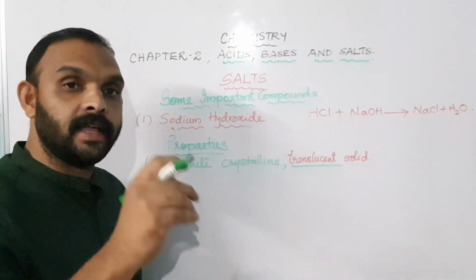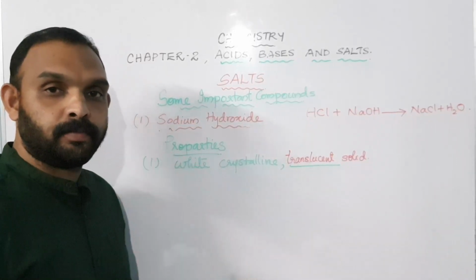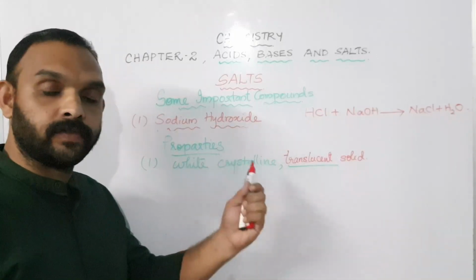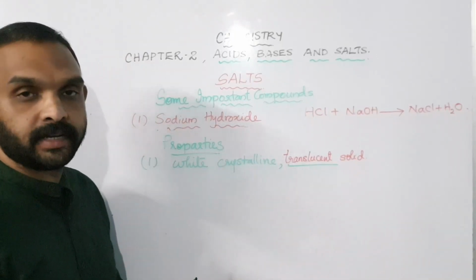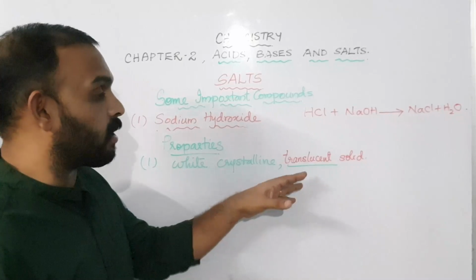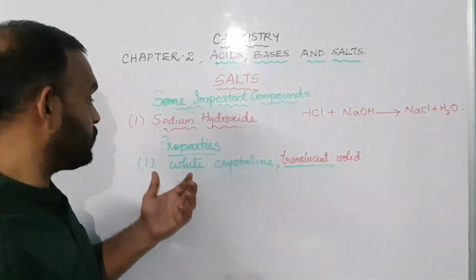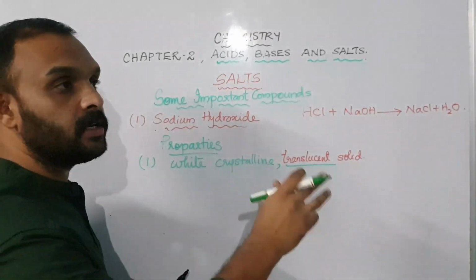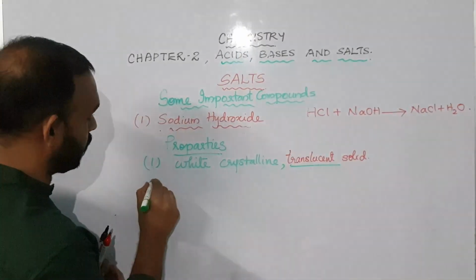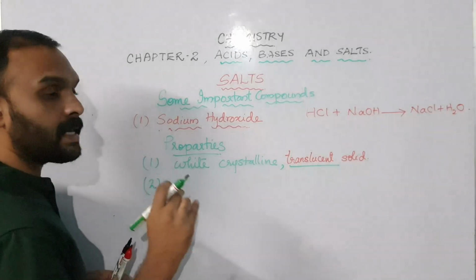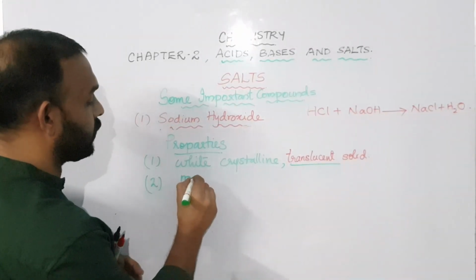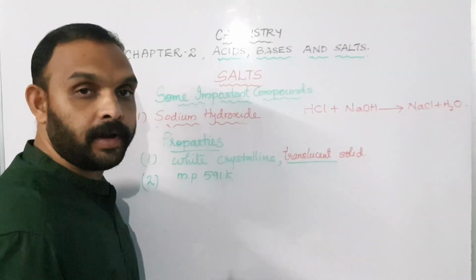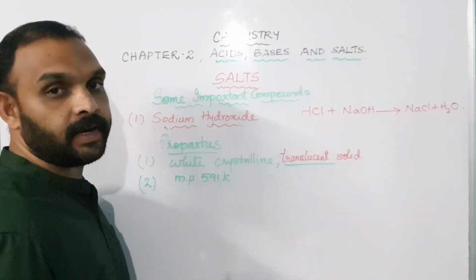Translucent means it will allow light to pass through it. Okay, sodium hydroxide or caustic soda will allow light to pass through it, so that it is known as a translucent solid. So what is its first property? It is a white crystalline translucent solid. Now its second property, it has melting point 591 Kelvin. So its melting point is 591 Kelvin.